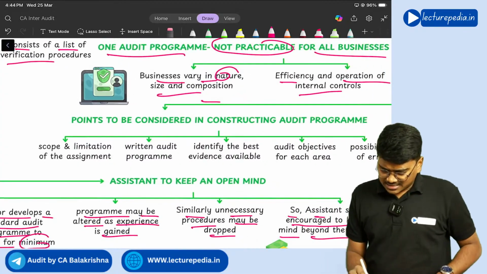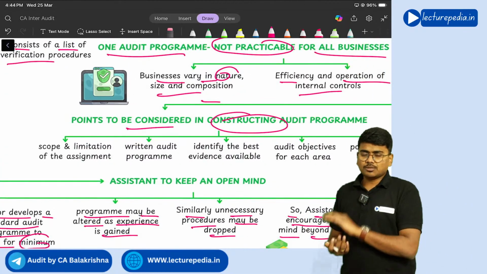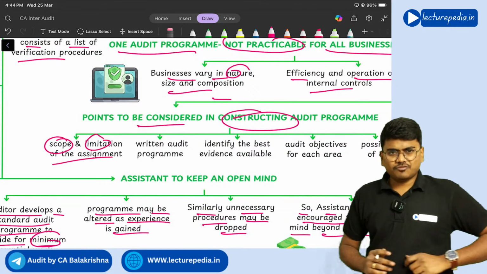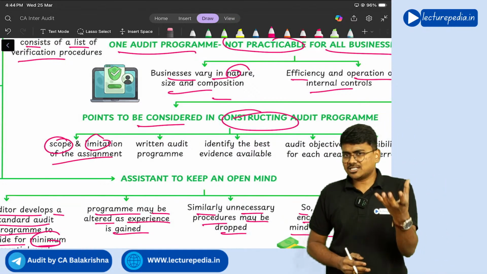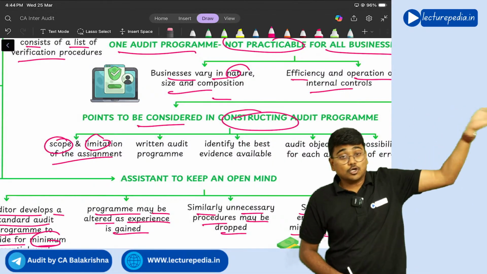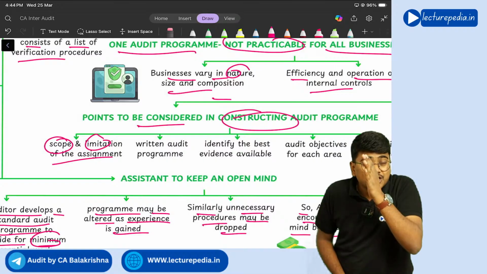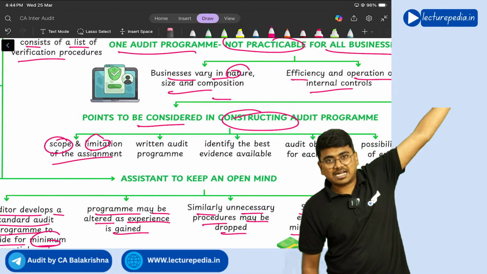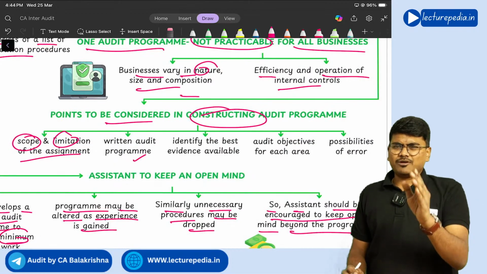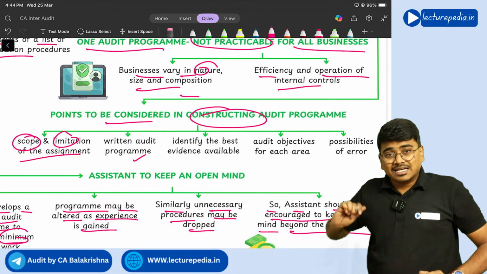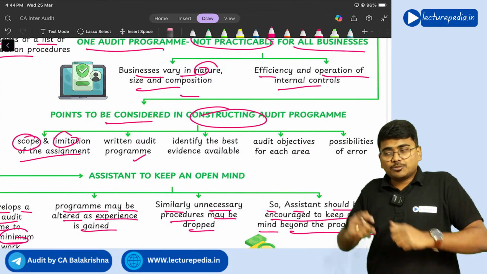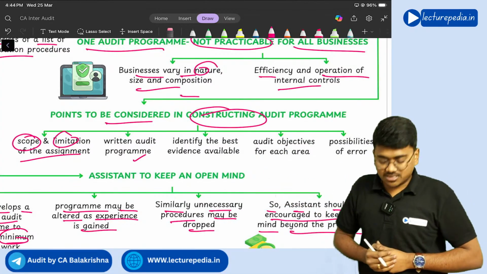And while constructing this audit program, what are the points that need to be kept in mind? See, scope and limitation of assignment. The scope will be fixed in the audit strategy, right? So while developing the audit program, you need to consider the audit strategy. That's what they are saying scope means. Next, written audit program. Of course, the audit program should be in written form, not oral. You have to write the audit program and give it to the article assistant.